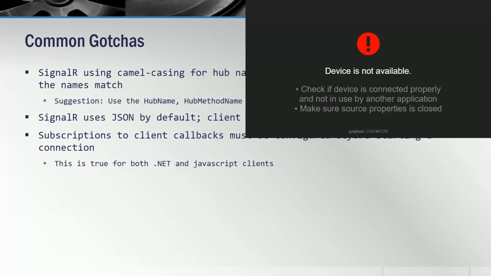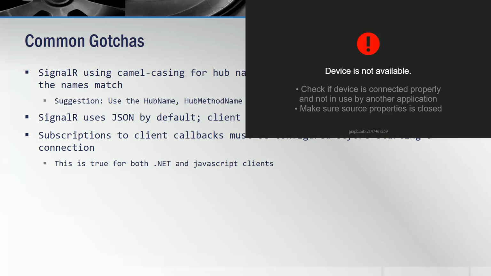So, my suggestion is to use the hub name and hub method name attributes. Don't rely on that default behavior. Control what those things actually are, and it's going to be a lot easier. SignalR does use JSON by default. If for some crazy reason your client doesn't have a JSON parser, and I can't imagine why that would be the case, but let's pretend it is, that would be a problem.